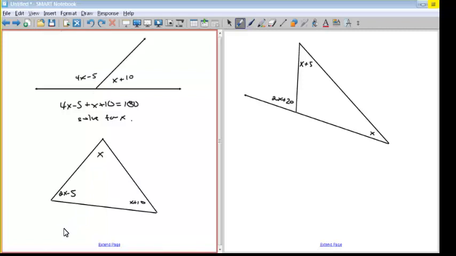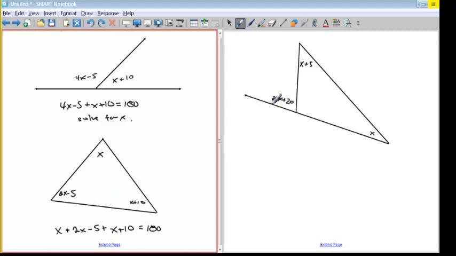Here you have a triangle. In this case, you'd have x plus 2x minus 5 plus x plus 10. Those are the three angles, and that's going to equal 180 because the three interior angles of a triangle add up to 180. So again, you'd solve for x, then plug x back in to get the three angle values.